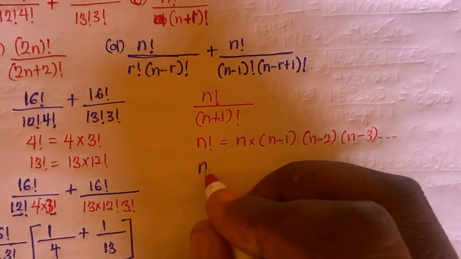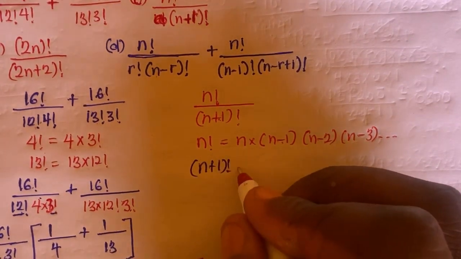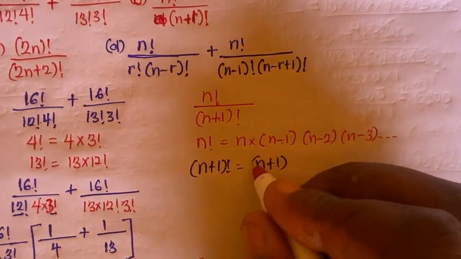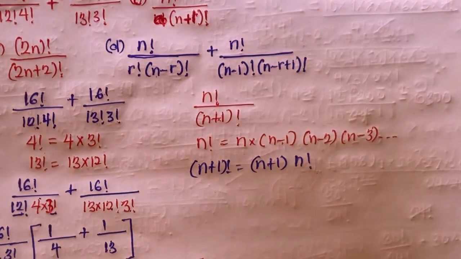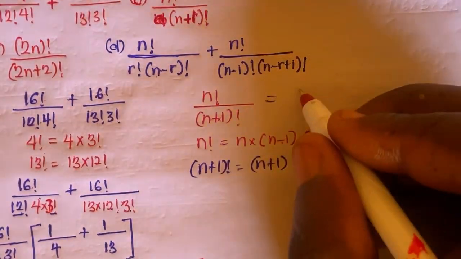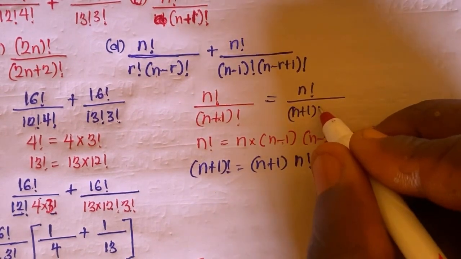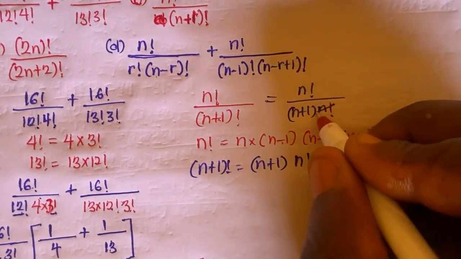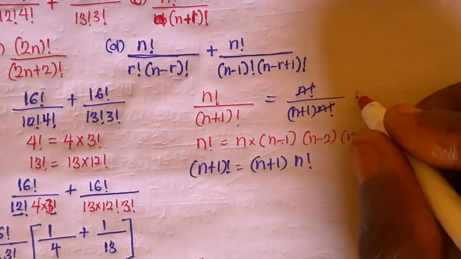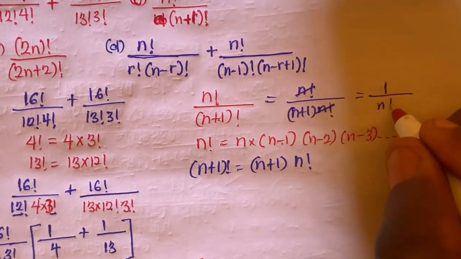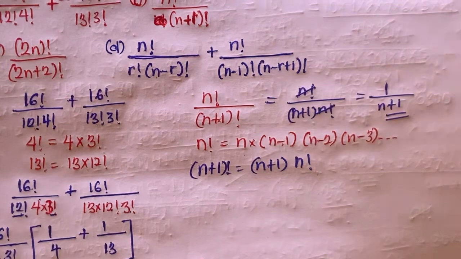So what I'm going to do here is write my n plus 1 factorial as n plus 1 times n factorial. Exactly. So here I'm going to put n factorial divided by n plus 1 times n factorial. N factorial cancels n factorial. Then I'm left with 1 divided by n plus 1. Exactly. So that's the answer.